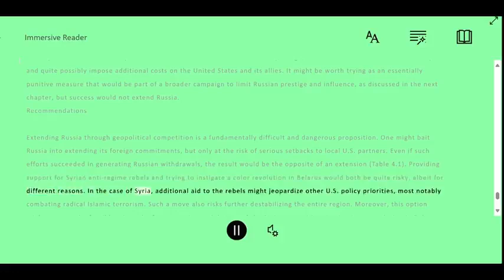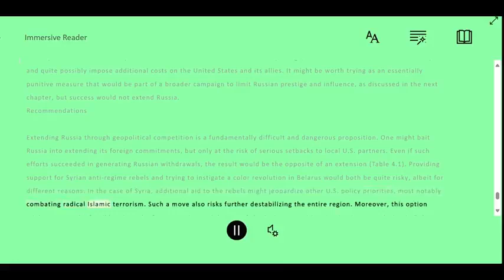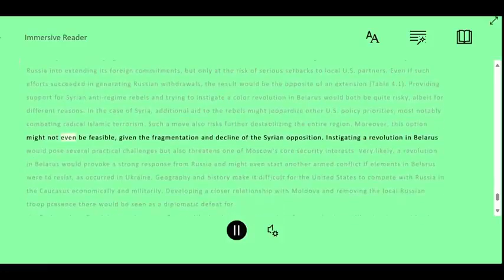In the case of Syria, additional aid to the rebels might jeopardize other US policy priorities, most notably combating radical Islamic terrorism. Such a move also risks further destabilizing the entire region. Moreover, this option might not even be feasible, given the fragmentation and decline of the Syrian opposition.